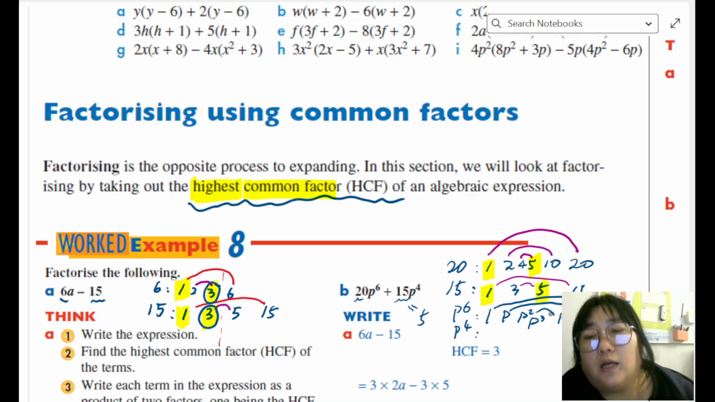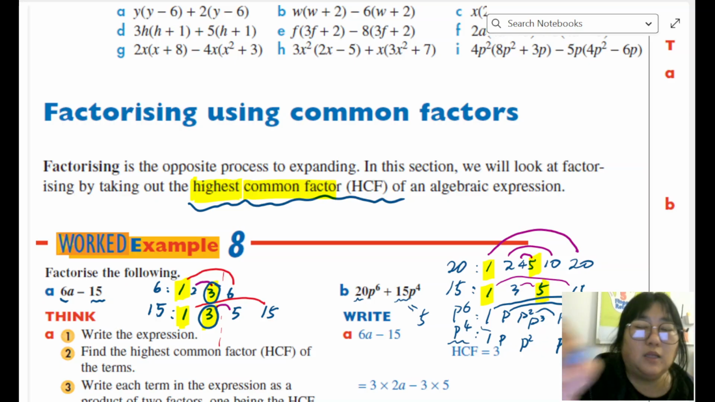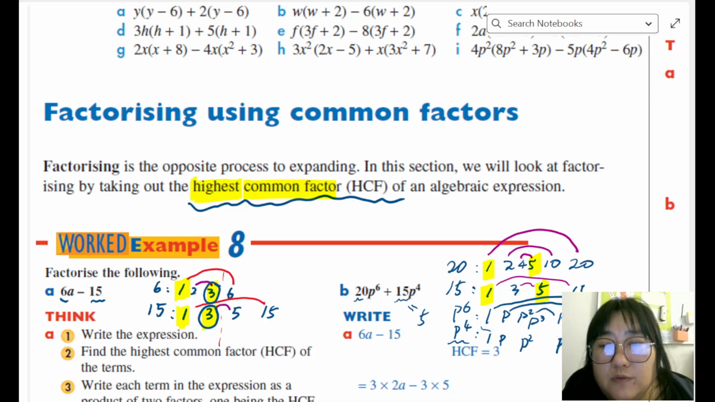That is why I only write down one p cubed. And p to the power of 4, same way: that is 1 times p to the power of 4. Then p times p cubed, and then p squared times p squared. So we can find this group and that group. Definitely the highest common factor will be p to the power of 4.